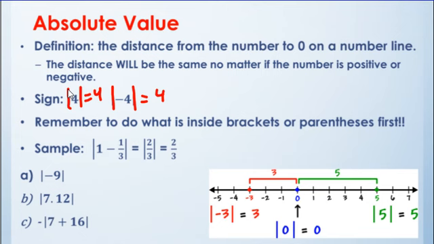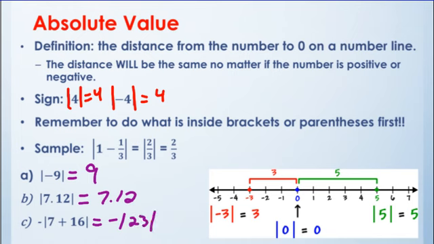So let's look at example A. The absolute value of -9, that's 9 steps away from 0. The absolute value of 7.12, that is 7.12 steps away from 0. The negative absolute value of 7 plus 16. So I have to do what's inside the absolute value first. 7 plus 16 is 23. So the negative absolute value of 23.